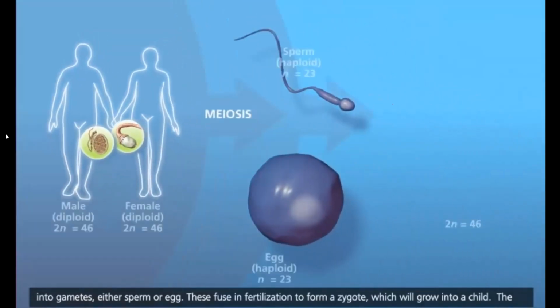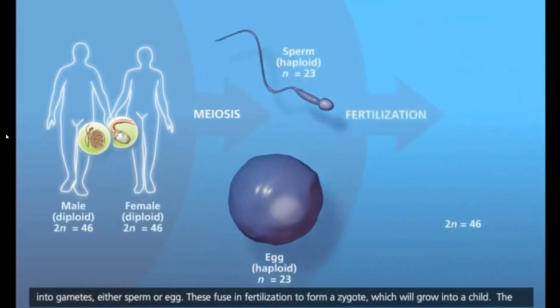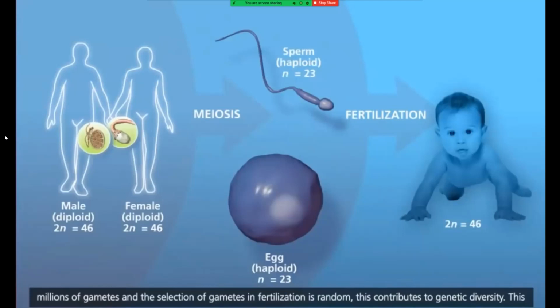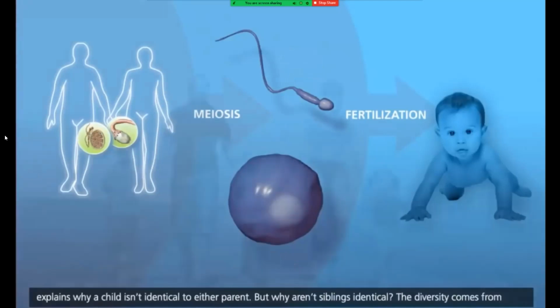These fuse in fertilization to form a zygote, which will grow into a child. The child receives half its chromosomes from its mother and half from its father. Because men and women produce millions of gametes, and the selection of gametes in fertilization is random, this contributes to genetic diversity. This explains why a child isn't identical to either parent.